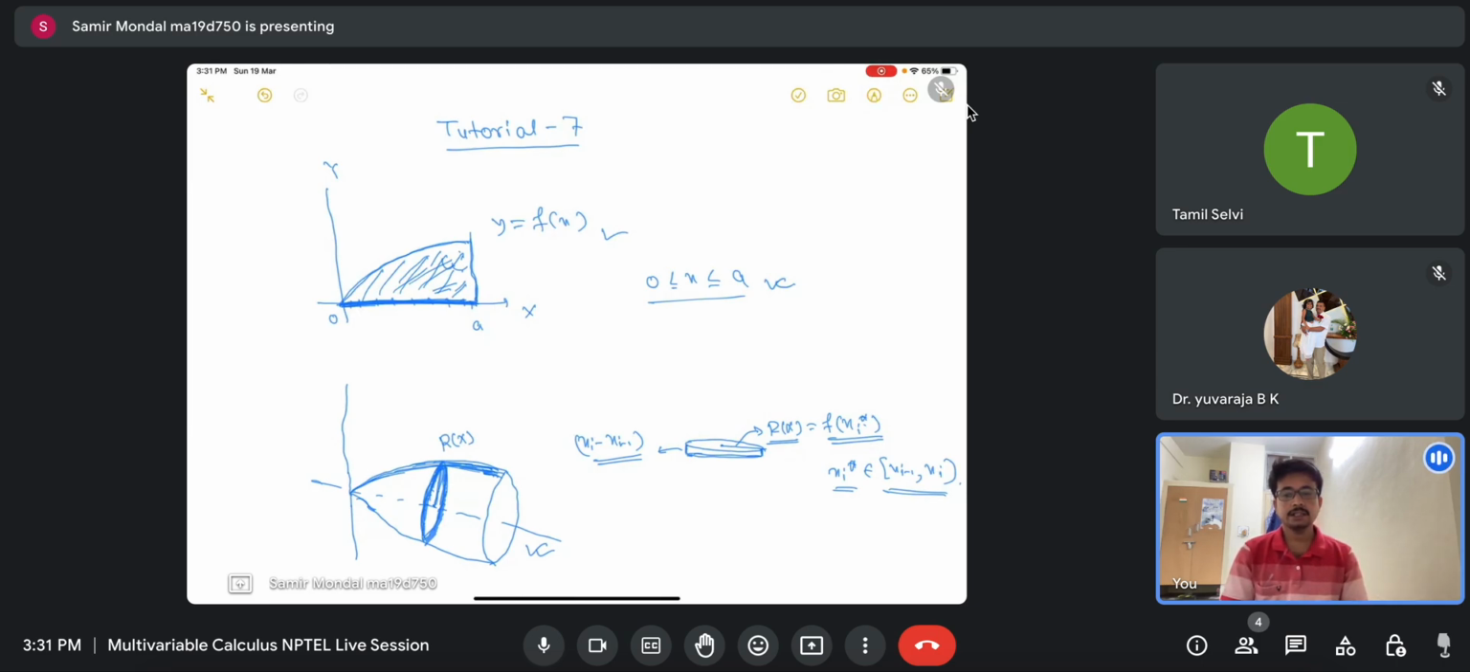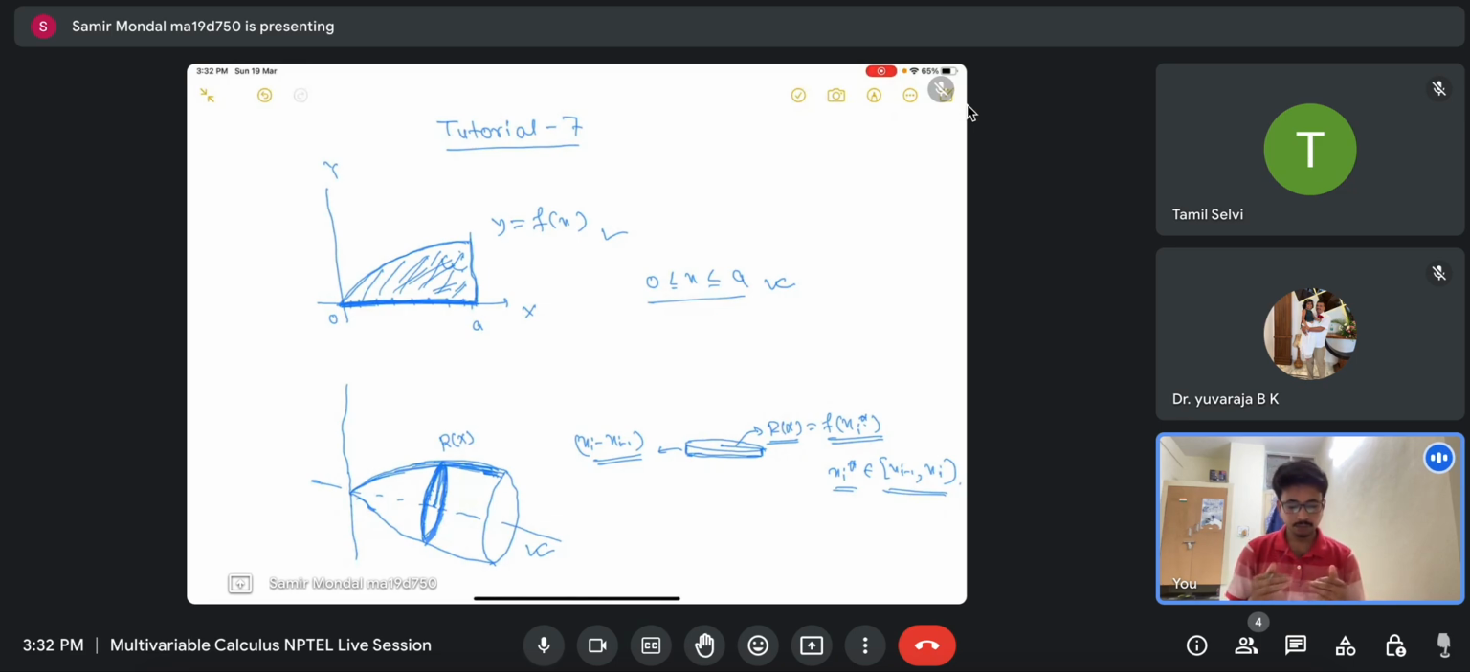So what is the solid of revolution? Suppose this is your plane region, and we revolve the plane region around this line. So we'll get one solid. This is the solid of revolution, and the axis is called the axis of revolution. So what is our aim? Our aim is to find the volume of that solid of revolution.